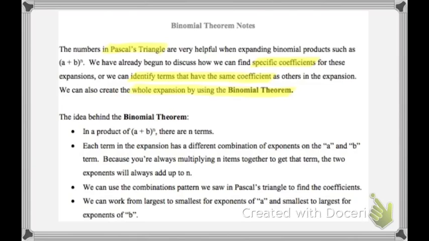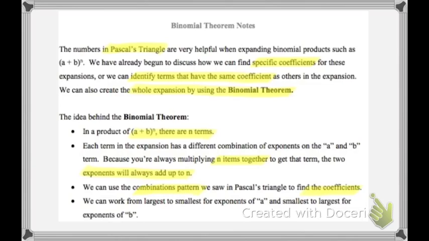When we're doing an expansion of a plus b to the n, there are n terms, a plus b times a plus b times a plus b, n times that we're multiplying together. So since we're always multiplying n items together, the exponents on the a and the b terms will always add up to n depending on which ones you chose to multiply together. We can use that combinations pattern then to find the coefficients.